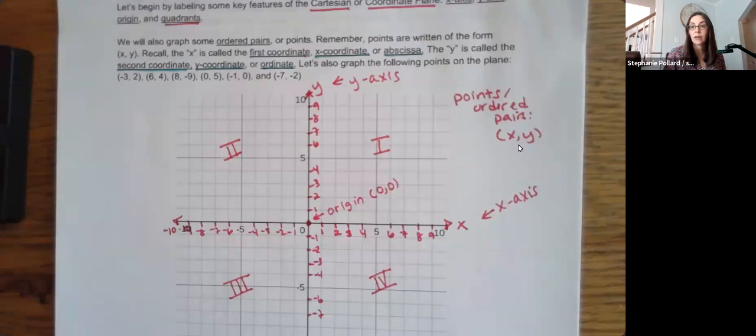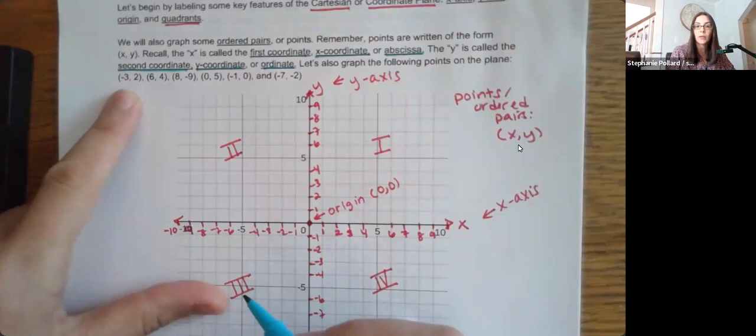So let's just practice graphing a few points before we move on. So my first point here is -3, 2.